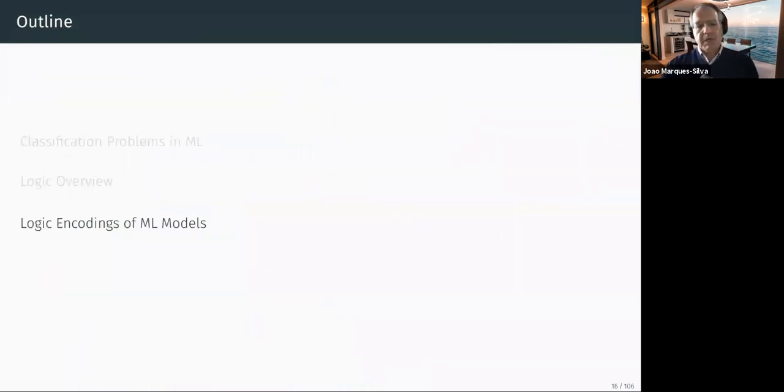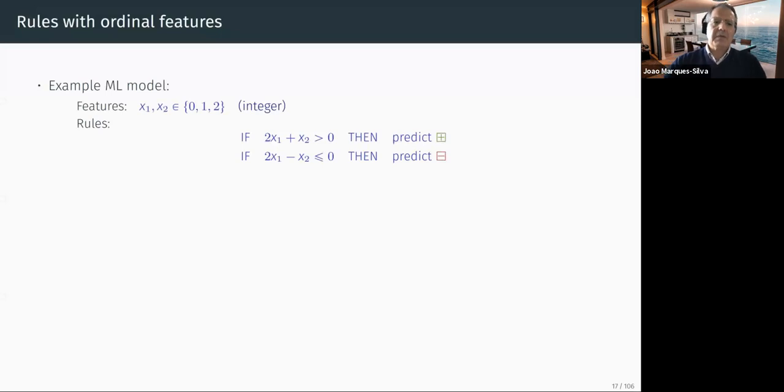So why do we need logic? One reason is that we need to represent machine learning models with logic so that we can reason about them. I will start with a very simple example. Suppose that you have two features, integers, for example 0, 1, 2: x1 and x2. Then I create two rules. If 2x1 plus x2 is greater than 0, I predict plus. And if 2x1 minus x2 is less than or equal to 0, then I predict minus.